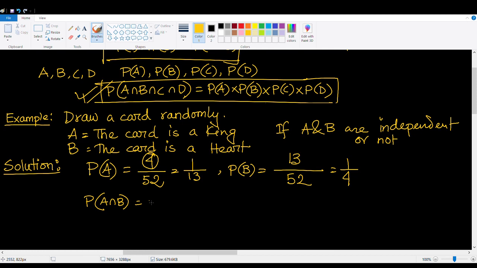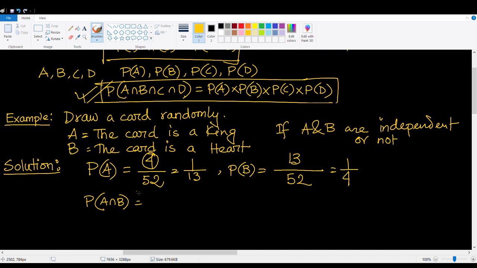Since we don't know about A and B's relation, therefore, we cannot use the formula here. So P of A intersection B. What does A intersection B mean? A intersection B means the card drawn is both a heart and a king. So that means it's the king of hearts.